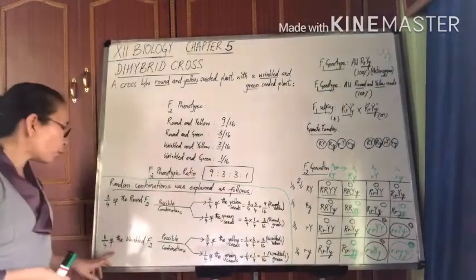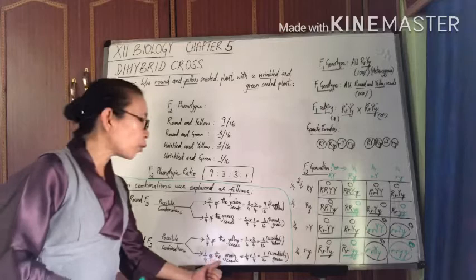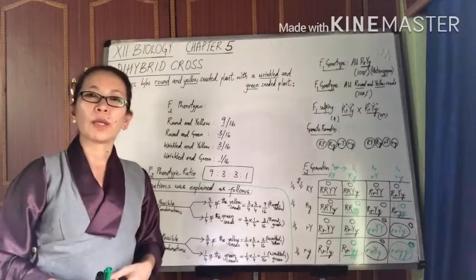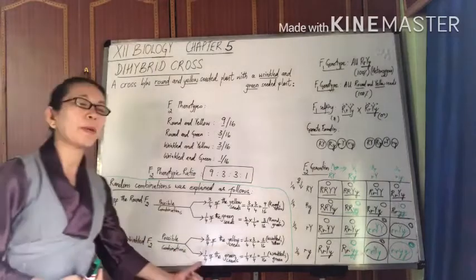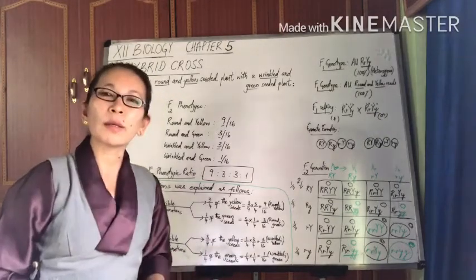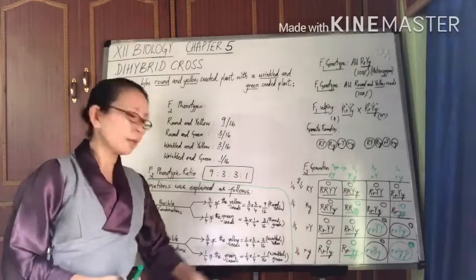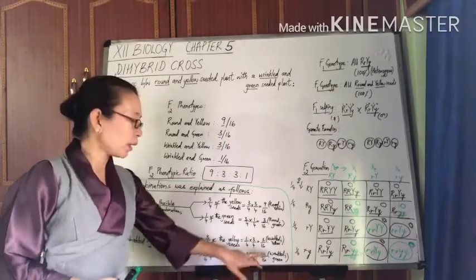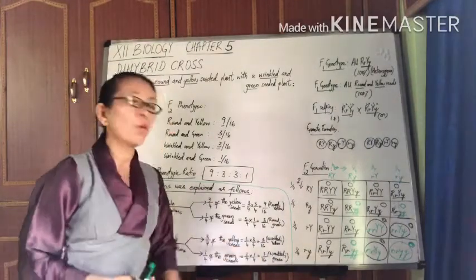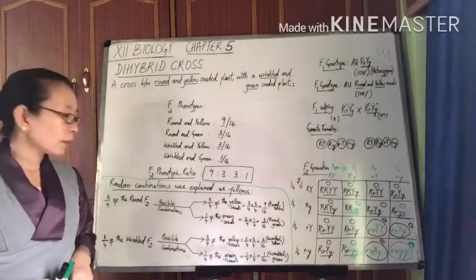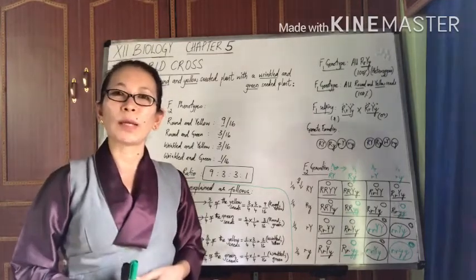Likewise, if 1/4 of wrinkled seeds combined with 1/4 of green seeds, that is another possibility. This would result in 1/16, or you can say 1 possible combination of wrinkled green F2 plants.